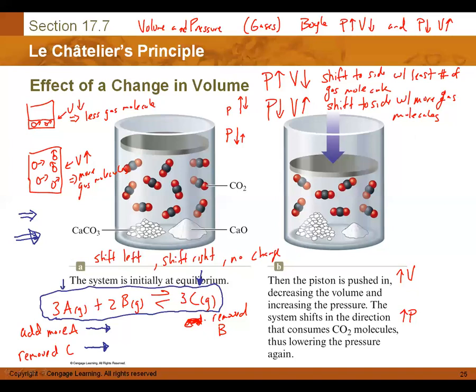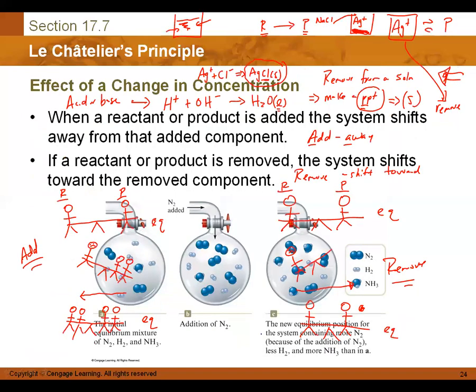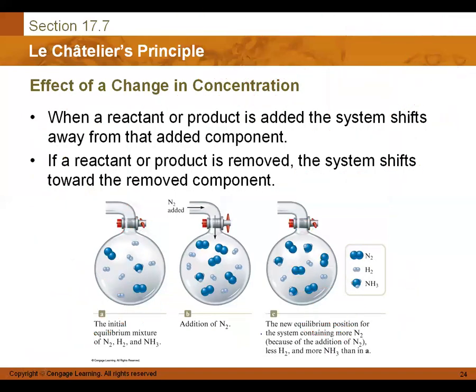Now, same thing as well. If we remove B, which is over here on the left-hand side, again, when we remove, it goes towards the side we removed it to. So that's going to cause the equilibrium to shift to the left, heading towards the reactant side. So again, here, there's a void on the left-hand side, right? So we removed it. So in our, go back one. There we go.